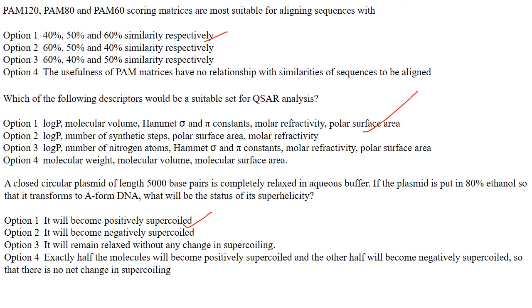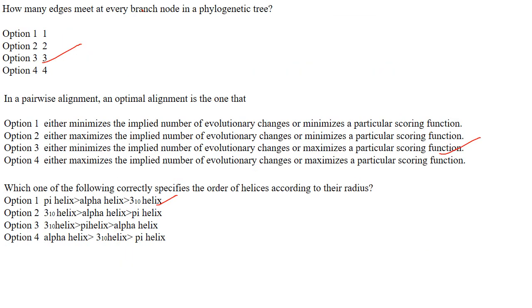Then a closed circular plasmid of length 5000 base pair is completely relaxed in aqueous buffer. If the plasmid is put in 80% ethanol so that it transforms to A-form DNA, what will be the status of its superhelicity? So when it forms A-form DNA, the number of base pairs per turn becomes 11 from 10.5. So it becomes positively supercoiled. So this answer will be option 1, that is it becomes positively supercoiled.